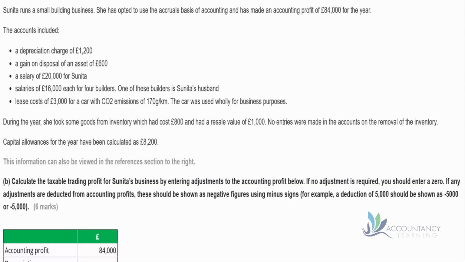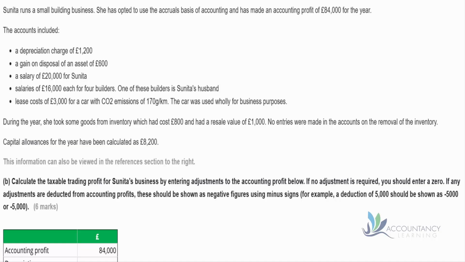Let's move on to part B now. Sunita runs a small building business. She has opted to use the accruals basis of accounting and has made an accounting profit of £84,000 for the year. The accounts include a depreciation charge of £1,200, a gain on disposal of an asset of £600, a salary of £20,000 for Sunita, salaries of £16,000 each for 4 builders. One of these builders is Sunita's husband. Lease costs of £3,000 for a car with carbon dioxide emissions of 170 grams per kilometre. The car was used wholly for business purposes.